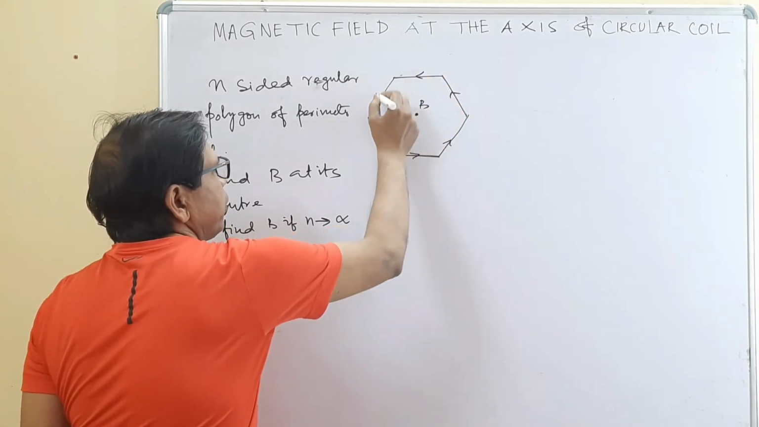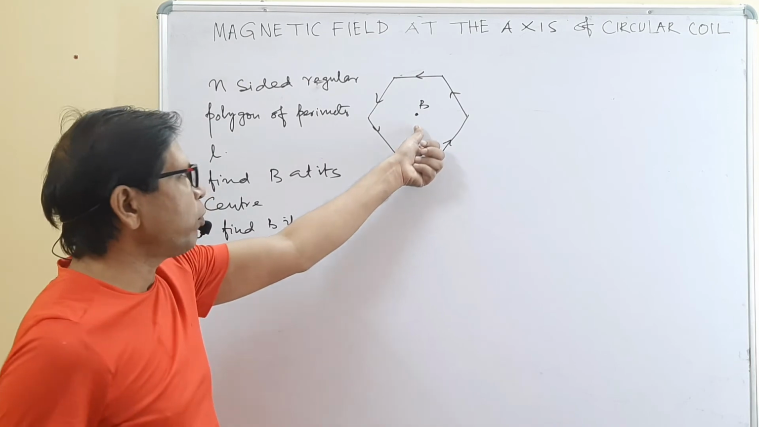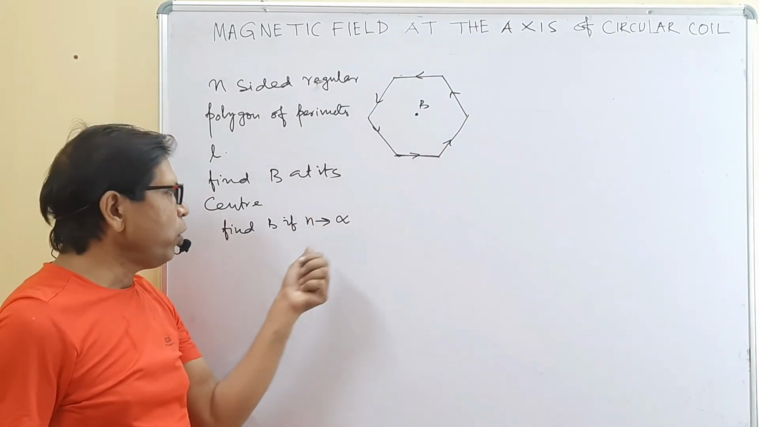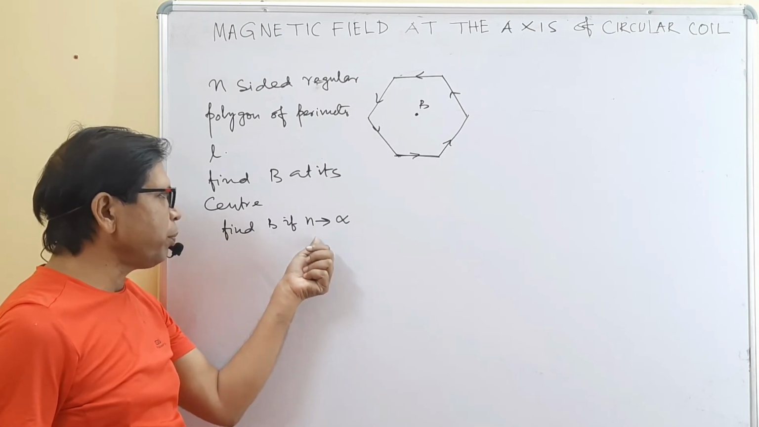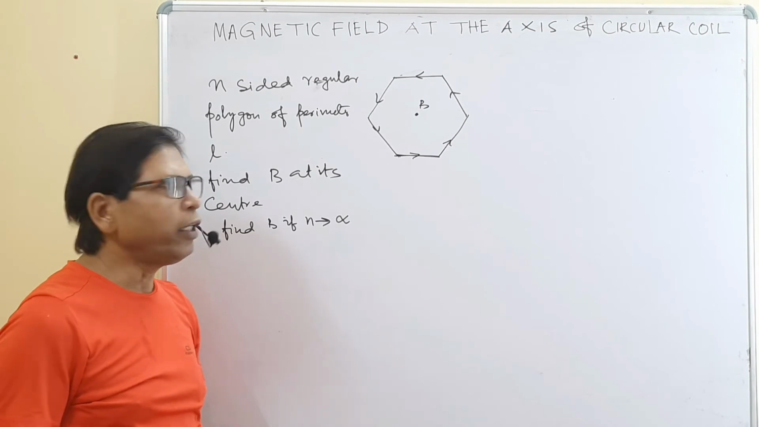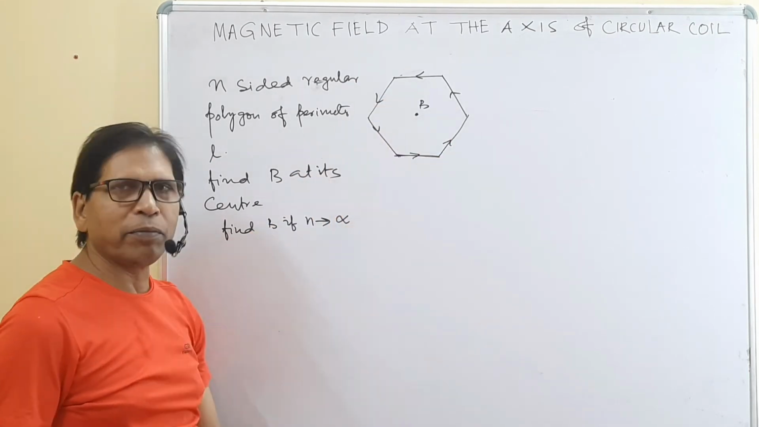Next, look at this: an n-sided regular polygon having perimeter L and carrying current I, as shown in the figure. We have to calculate the magnetic field at its center, and we also have to calculate the magnetic field when n tends to infinity. When n tends to infinity, the regular polygon becomes a circle.